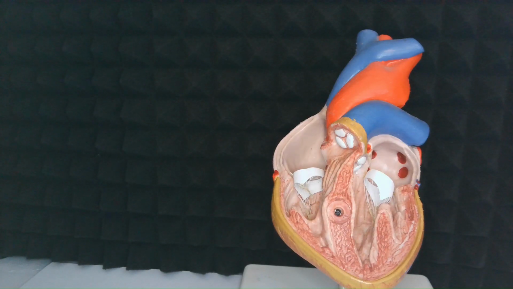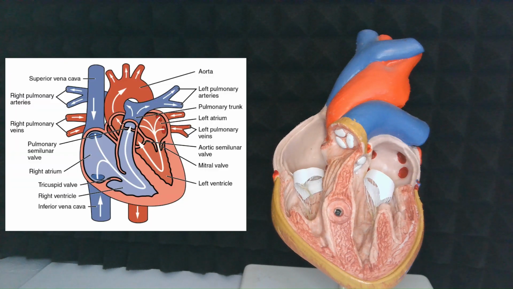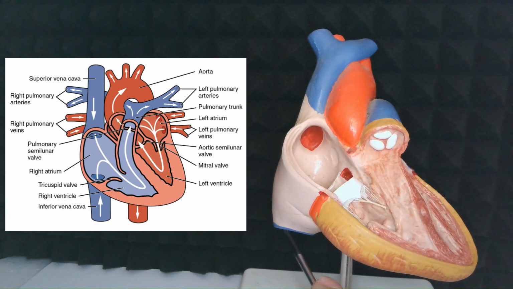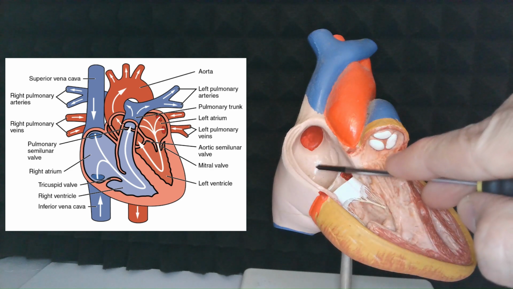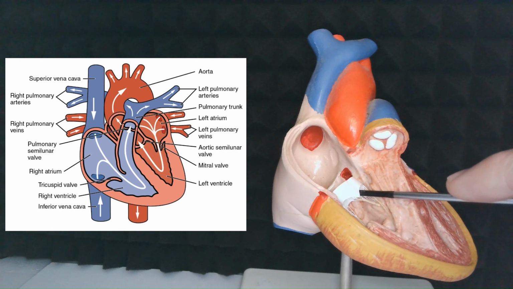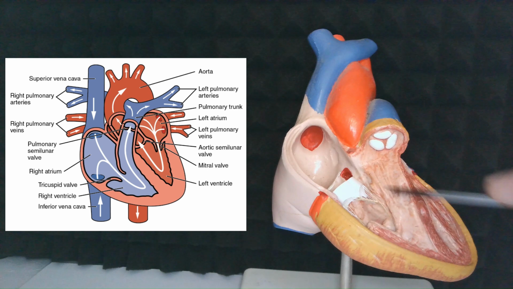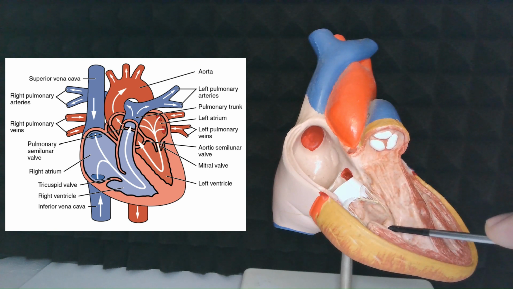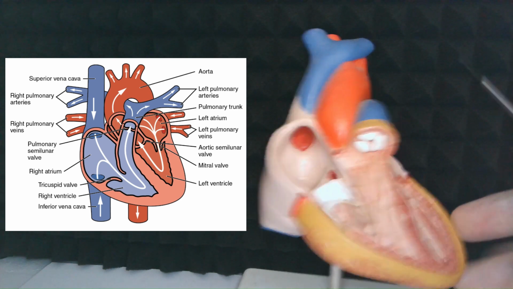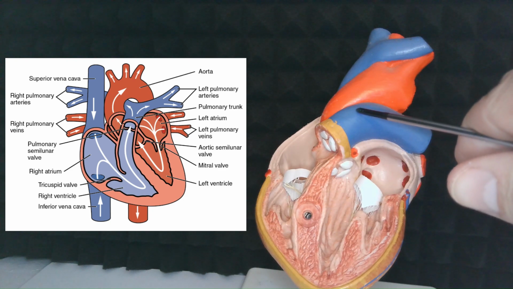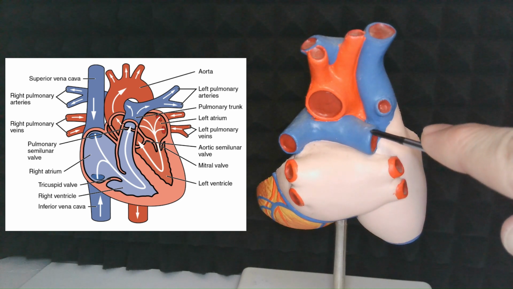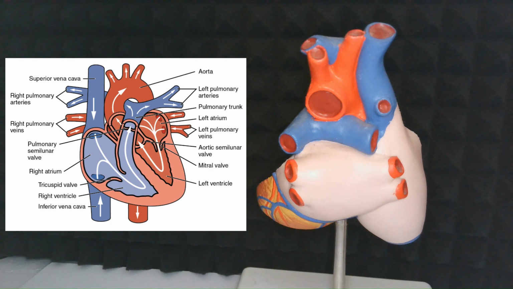Now the general path of blood goes as such. Deoxygenated blood will return to the heart via the superior as well as the inferior vena cava and mix in the right atrium. Blood then passes through the right AV valve, also known as the tricuspid valve, and now we're in the right ventricle here. The heart will pump blood through the pulmonary semilunar valve here into the pulmonary trunk. That will split into our pulmonary arteries, colored in blue. They go to the lungs to get oxygenated.